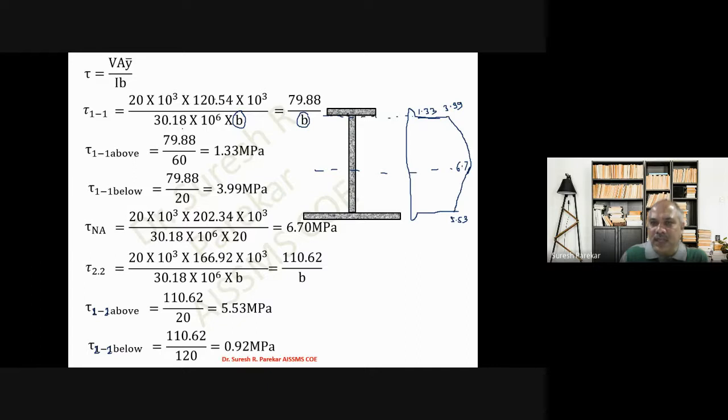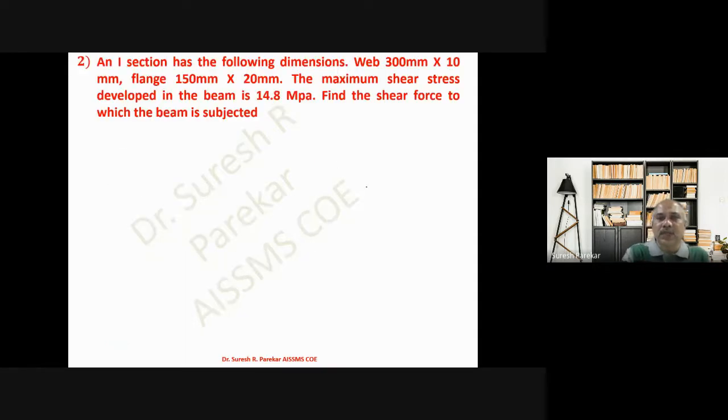You can see at the junction I have two values of width. Below I have 20, above I have 60. In the same fashion here also, this is 2-2, and this is 1-1. And then this is the neutral axis. At the neutral axis we have the same width above and below. So likewise, we have to draw a shear stress distribution diagram. This is simple.